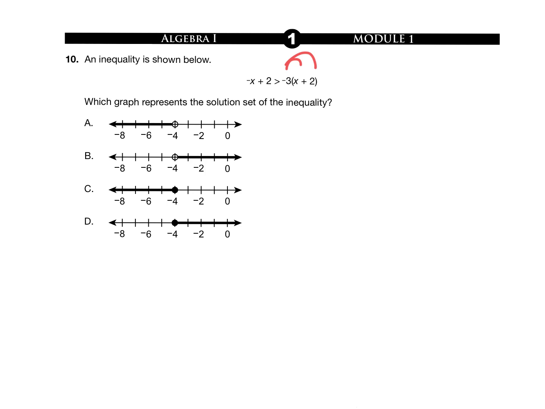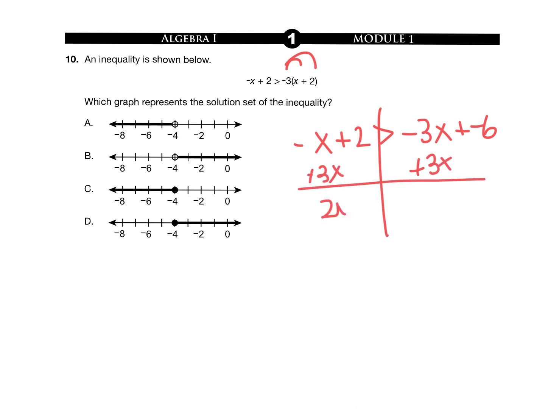So I'm going to start with distributing there. So I'm going to have negative x plus 2 is greater than negative 3x plus a negative 6. And if I go through and finish solving this, I'm going to start with adding 3x to both sides. So I'm going to have 2x plus 2 is greater than negative 6. And I'll subtract 2 from both sides. So I get 2x is greater than negative 8, and divide both sides by 2.